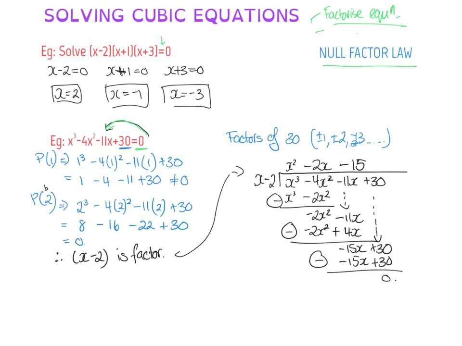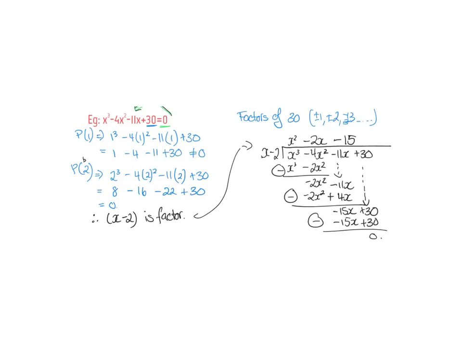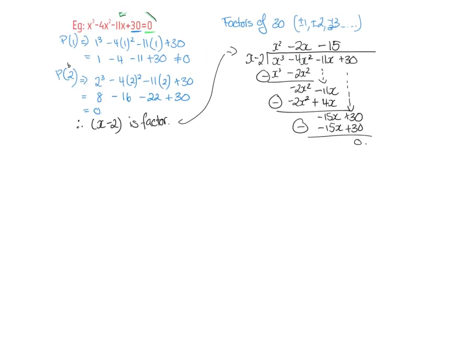Okay, I'm just going to take that over to the other page so we have a bit more room. So we now know that that original cubic had a factor of x minus 2, and we've also got now the new quadratic up there, so x squared minus 2x minus 15. So we need to see if we can factorize this quadratic, so factors of x squared are x and x, and factors of negative 15, we could have negative 5 and positive 3.